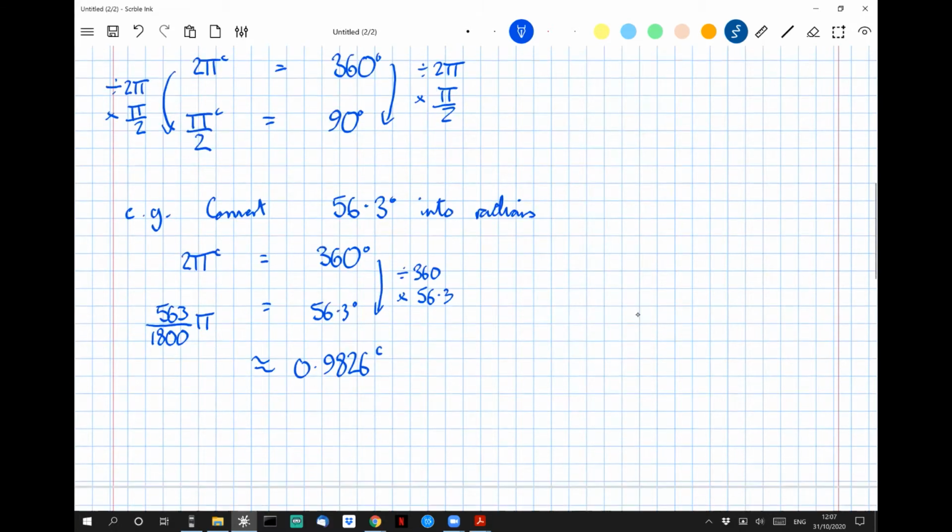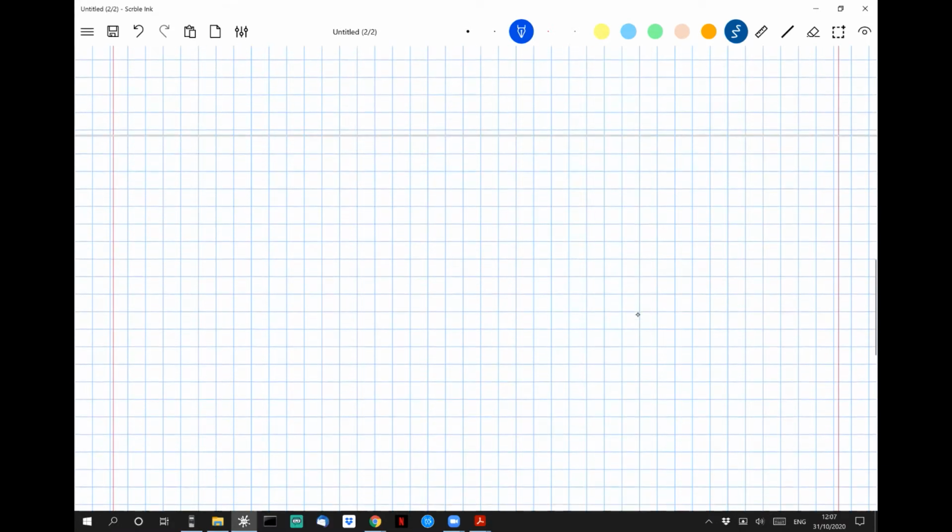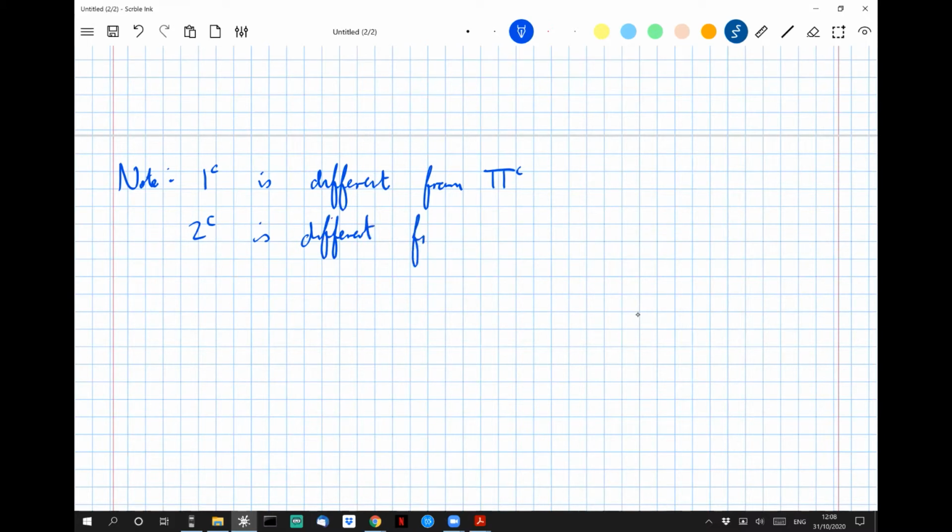Now, one important thing to point out is that 1 radian is different. So I'll just put a note there. 1 radian is different from 1 pi radian, or 2 radians is a different number to pi radians. So people assume that 2 pi means 2 radians, but it doesn't.